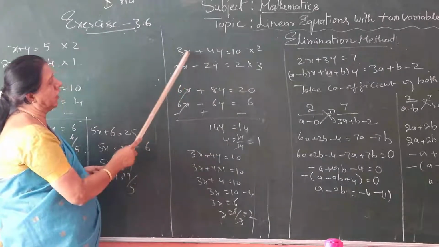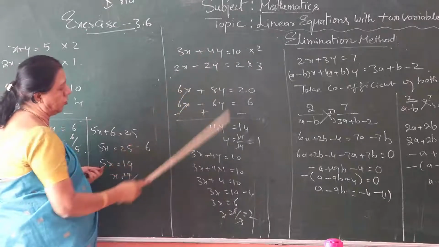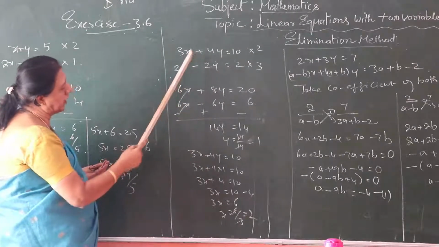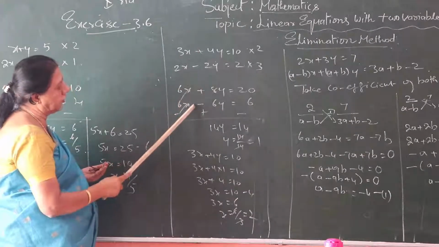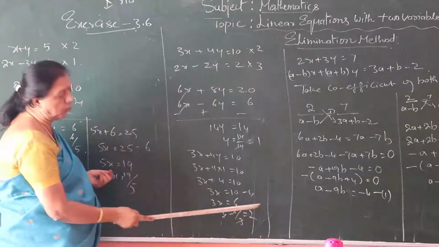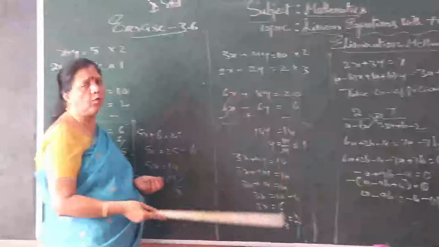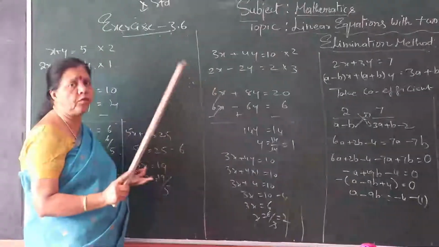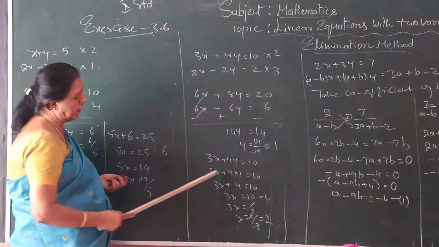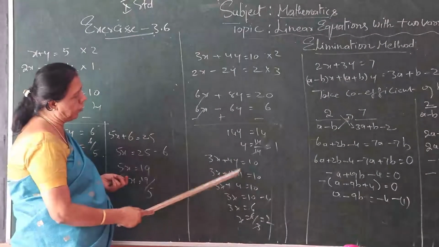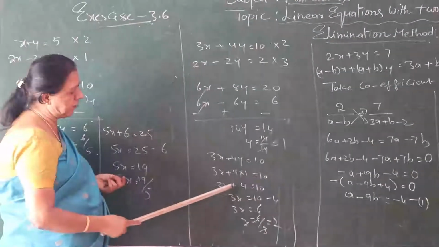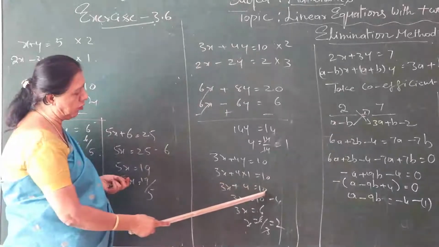Take any equation. I have taken 3x plus 4y is equal to 10. You can take this equation, or this equation, any one, and you are getting the same value. Anything you can take, no problem, no confusion. So here 3x plus 4y is equal to 10. 3x plus 4 into 1, because the y value is 1, is equal to 10. 3x plus 4 into 1 is 4 is equal to 10.